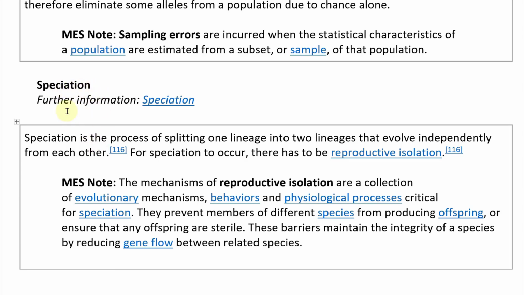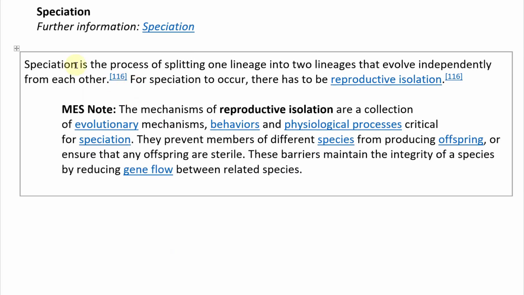Speciation, let's continue this one. For further information, go to the Speciation Wikipedia individual article, as always. So, continuing further: speciation is a process of splitting one lineage into two lineages that evolve independently from each other.